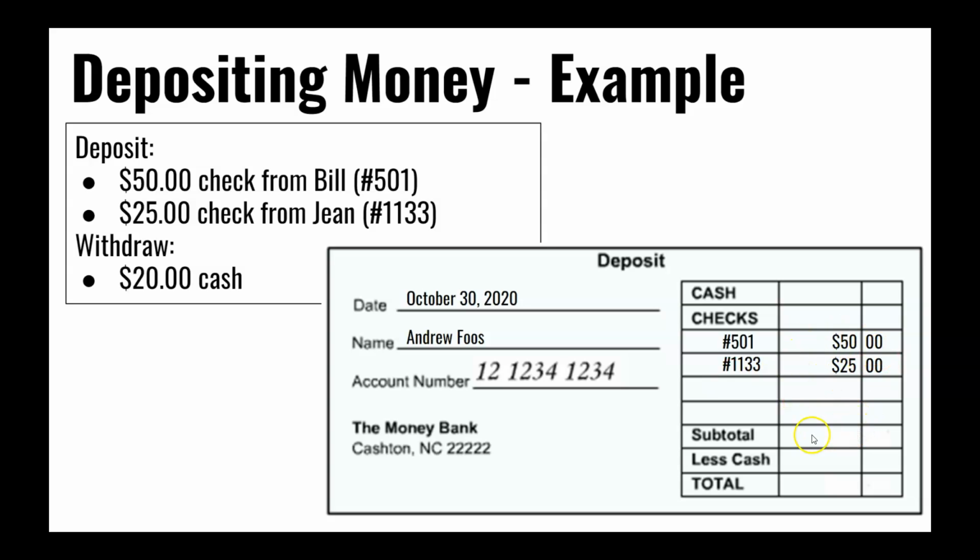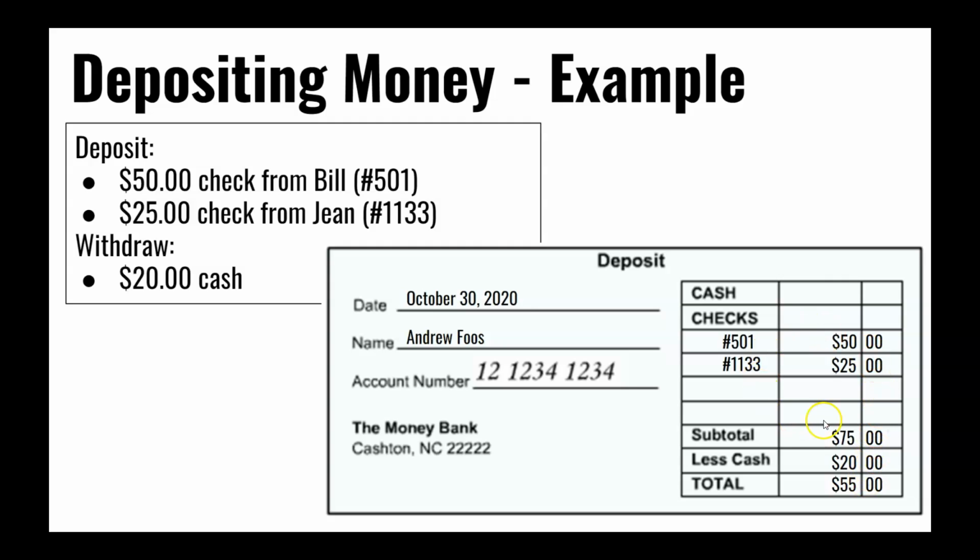I add up all my checks and cash. That's my subtotal. That's how much money I'm putting into my account. So I'm putting $75 in. But here, I want to take some money out. I want to make a withdrawal. So if I'm taking cash out, that's where this less cash line comes in. And so I'm taking 20 out. So the net increase in my account is $55.